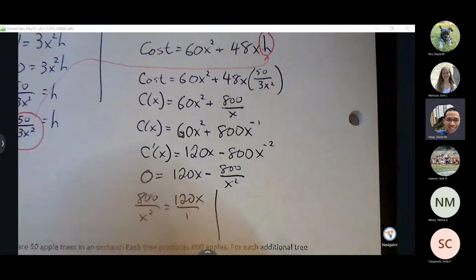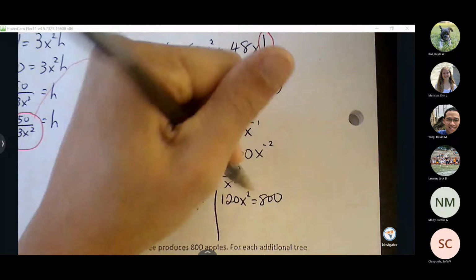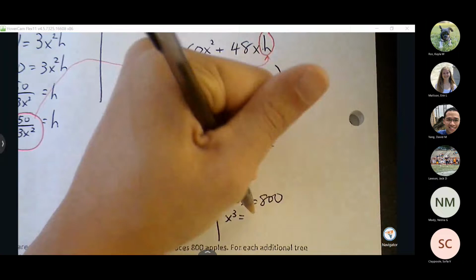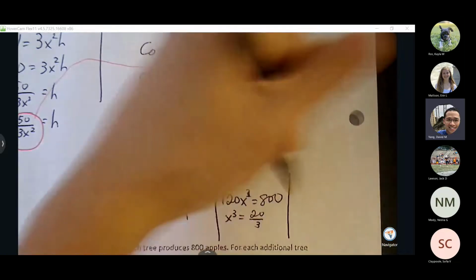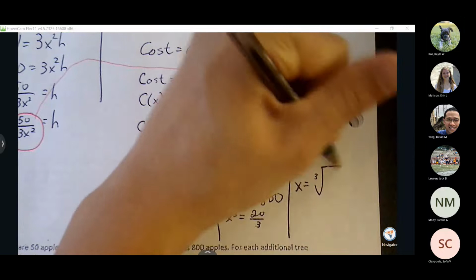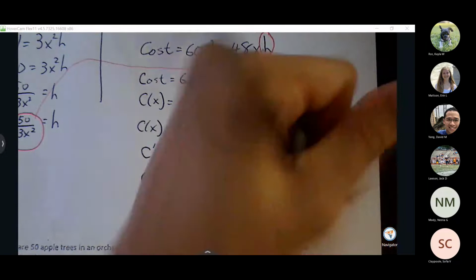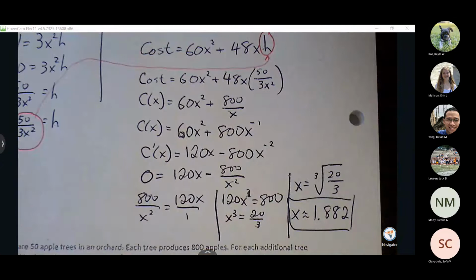Cross multiply here. $800 over 120. Reduce to be 20 over 3. I take the cube root, get a decimal value. Okay, I have my x.